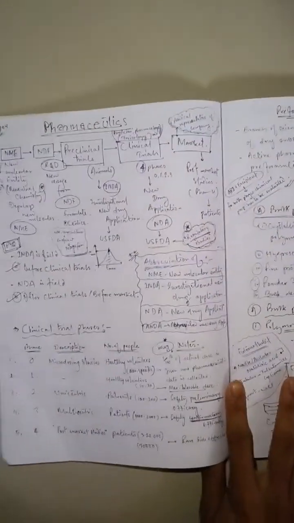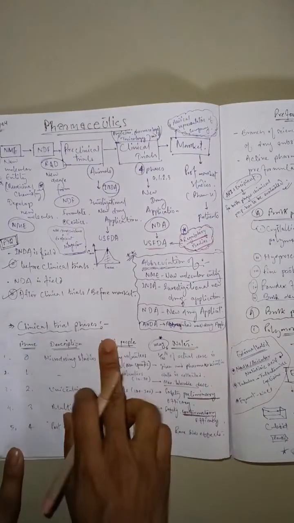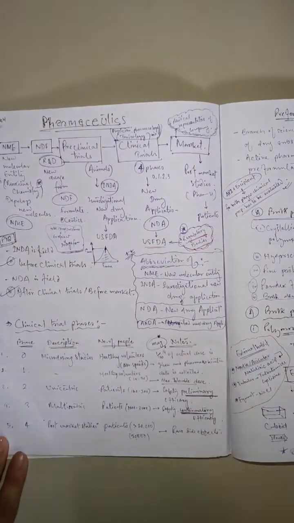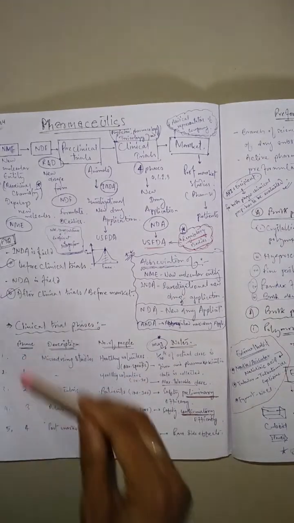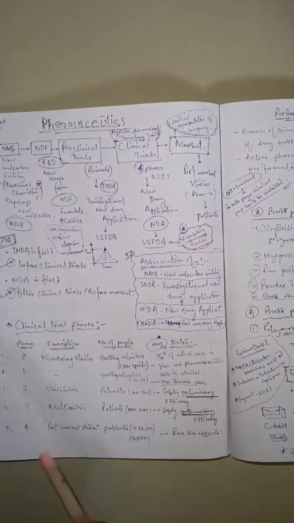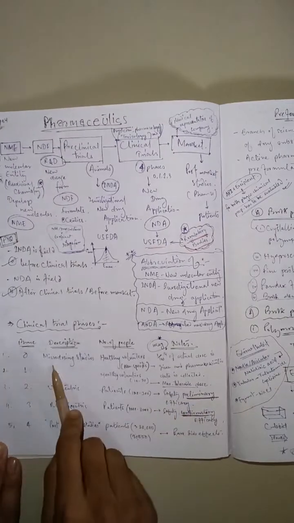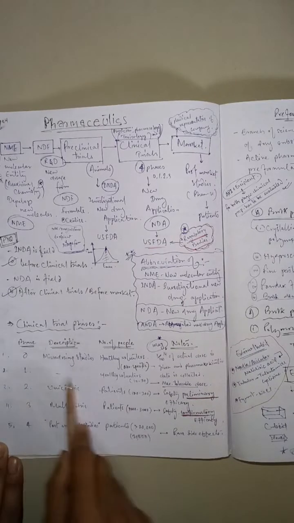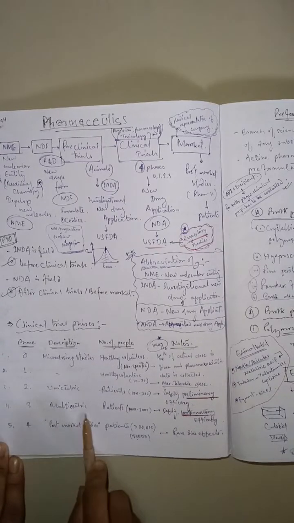Now we are going to learn the most important topic, clinical trial phases. What are the different clinical trial phases? There are 5 clinical trial phases: phase 0, phase 1, phase 2, phase 3, and phase 4. Phase 0 is also called microdosing studies. Phase 2 is called unicentric, phase 3 is called multicentric, and phase 4 is called post-market studies.